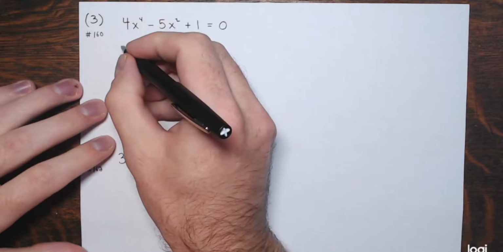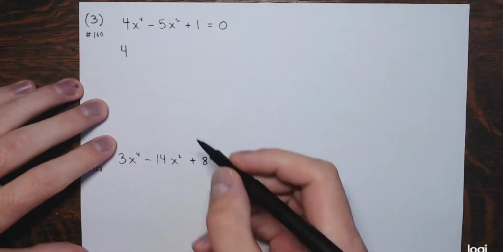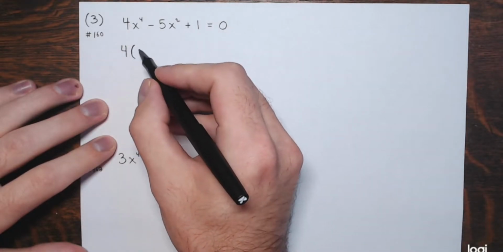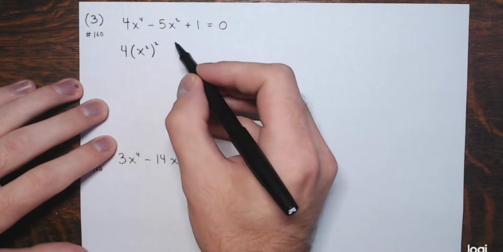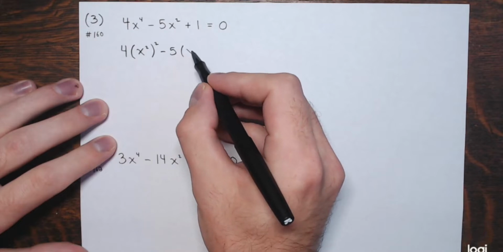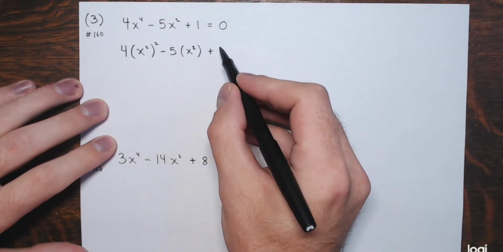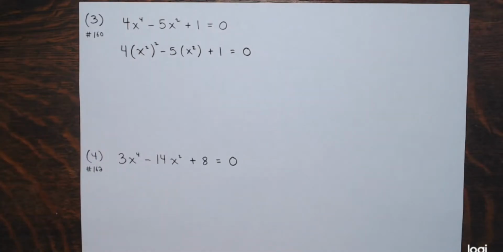So once again, I'll write it so that you can see it's in this quadratic form. This is 4 times some expression squared, so x squared, minus 5 times that same expression, x squared to the first power, plus a constant, equals 0. So you can see that it's definitely in quadratic form.